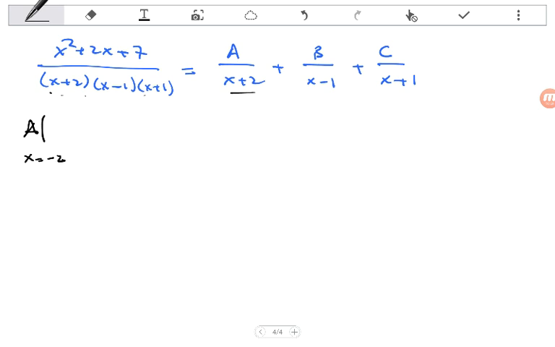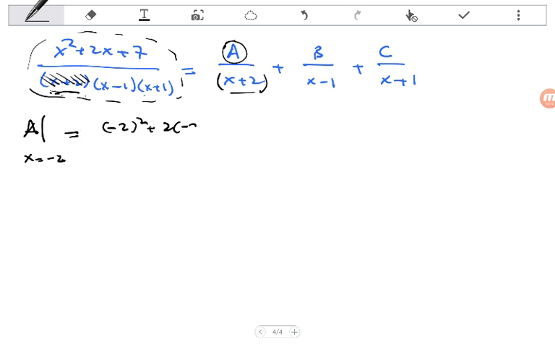Where would I substitute x equal to minus 2? In this expression. But by covering the bracket of the A. Just by covering the bracket of the A. So I substitute x equals minus 2 in this expression without this bracket by covering the bracket which is x plus 2. Okay, so this will be minus 2 squared plus 2 multiplied by minus 2 plus 7 over minus 2 minus 1 minus 2 plus 1. Then I find this result.